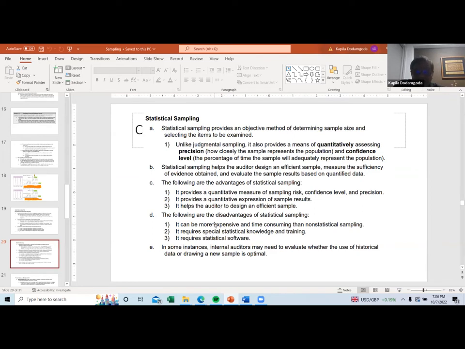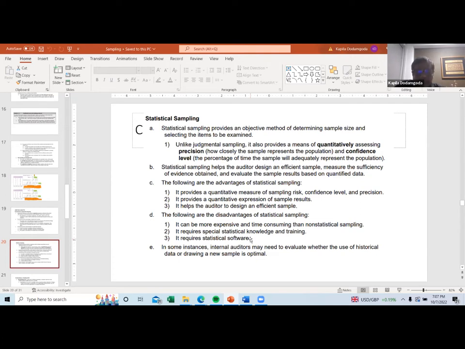The following are the disadvantages of statistical sampling, the negatives. It can be more expensive and more time consuming than non-statistical, or judgmental, sampling. It requires special statistical knowledge and training, obviously. You should know statistical approaches. And at the same time, it requires statistical software most of the time when you take a sample based on a statistical approach.